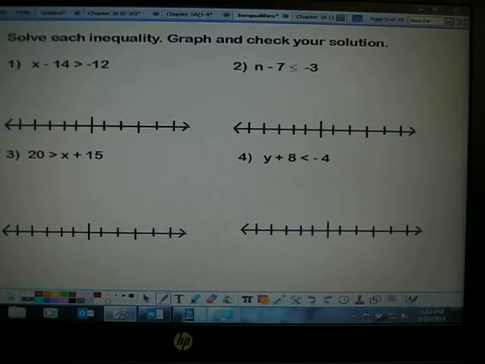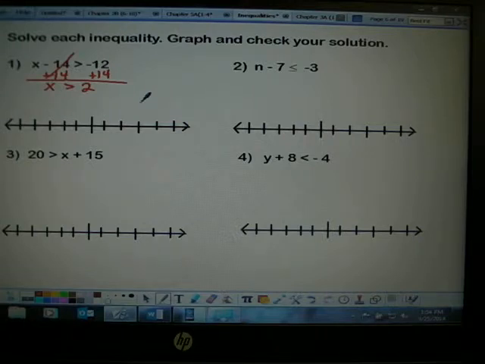Let's see how that applies to numbers and equations. So, solving an inequality and graphing it, and then you can check your solution. I'll show you how to check these answers. If you have x minus 14 is greater than negative 12, I want you to learn those names. So this is a greater than. In order to get the x by itself, what you're going to do is add 14 to both sides. Since it's minus 14 here, you add 14 to both sides, and you get x is greater than 2. Those cancel out. Negative 12 plus 14 gives you a positive 2.